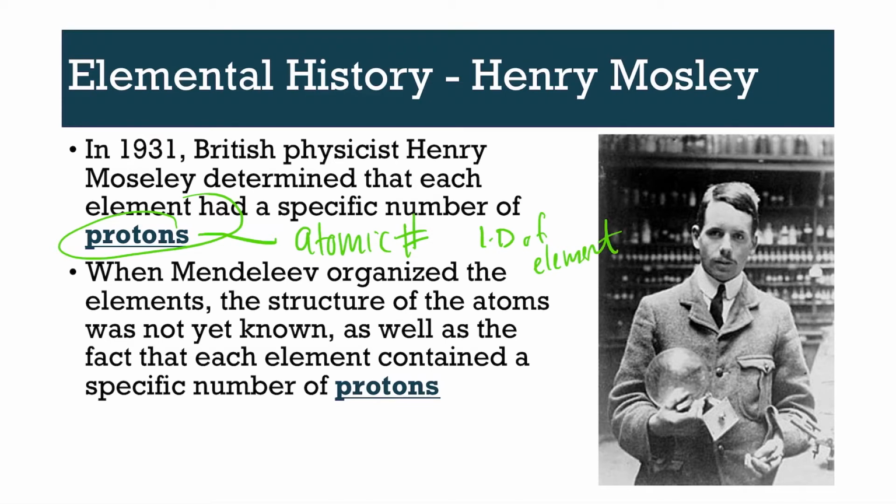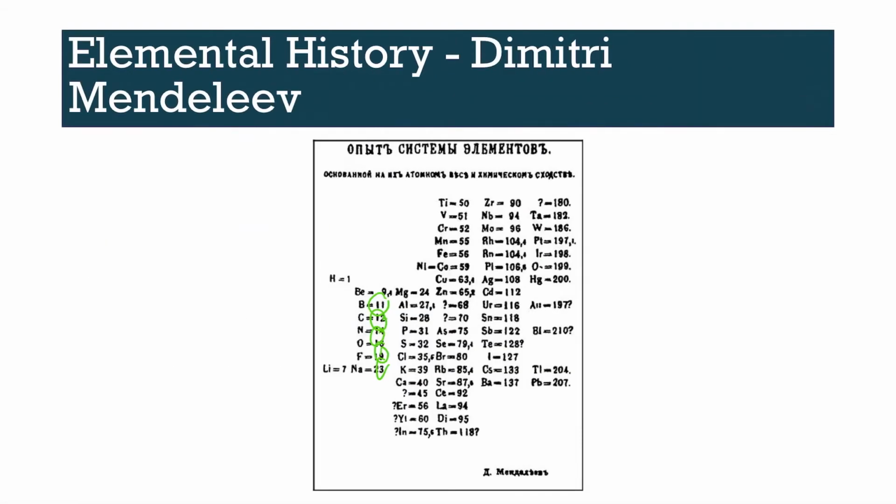So he's like, oh, each element has a different number of protons. That's what makes them different. So that is what we need to organize them by. And if we look at what Mendeleev had said, Mendeleev wasn't totally sure what the structure of the atom looked like. So Mendeleev was able to do this all without really knowing what the atom looks like.